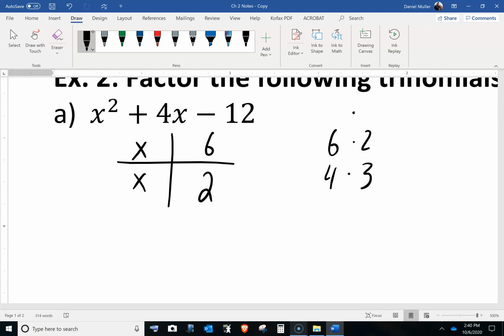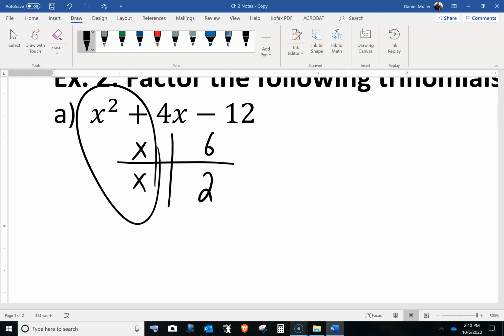Now, let me just erase this. 6 and 2. The left side multiplies to x squared. X times x is x squared. However, the right side doesn't work. 2 times 6 is positive 12, and I need a negative 12.